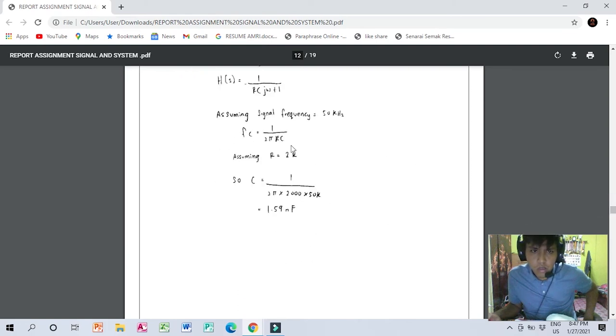And for the cutoff frequency, we use a frequency of 50 kilohertz, and for resistance we use 2K. We use the formula 1 over 2 pi RC and put in the values. The final answer for the capacitor is 1.59 nanofarad. That's all for me.